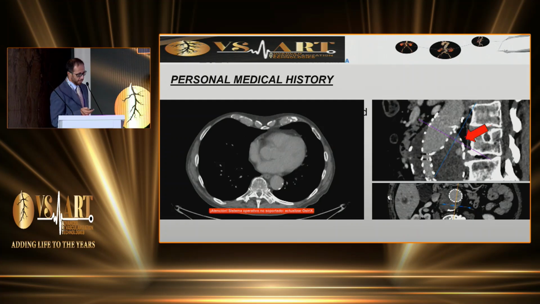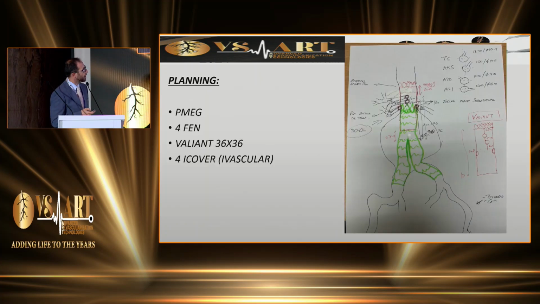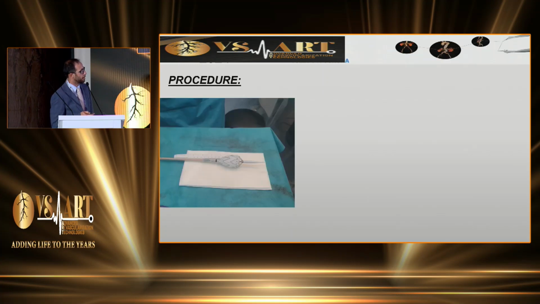So it was a large 9 centimeters aneurysm with endoleak. This was the planning of the case. The planning was a physician-modified endograft, a Valiant device with 4 fenestrations and using 4 covered stents. That was initially the plan.